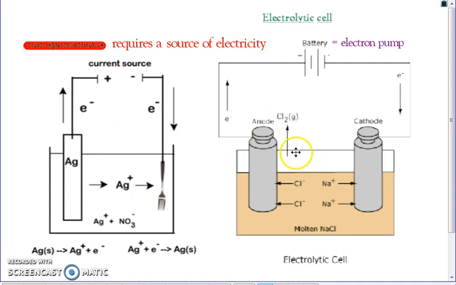Over here, we also have the same idea. Here we have molten sodium chloride, so it's really, really hot. They use an anode and a cathode here. At this cathode, we're going to have sodium ions being reduced. And over here at this anode, we're going to have chloride ions being oxidized. And that, too, is an electrochemical cell.